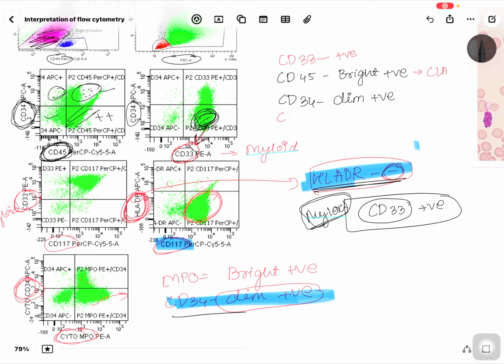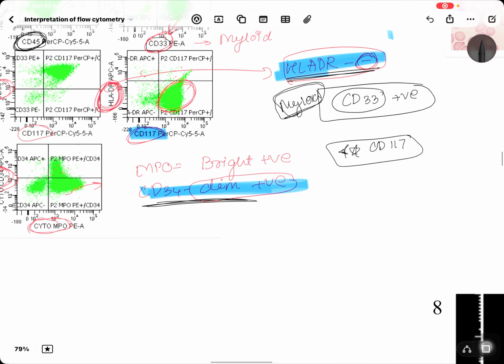No, because HLA is negative, but CD34 is dim positive. So dim positive, does that justify being called positive? Yes, it is positive, but the positivity is very less. But the most important clue they have given is CD117 positive. So what is this? This is a very unique example of APML.